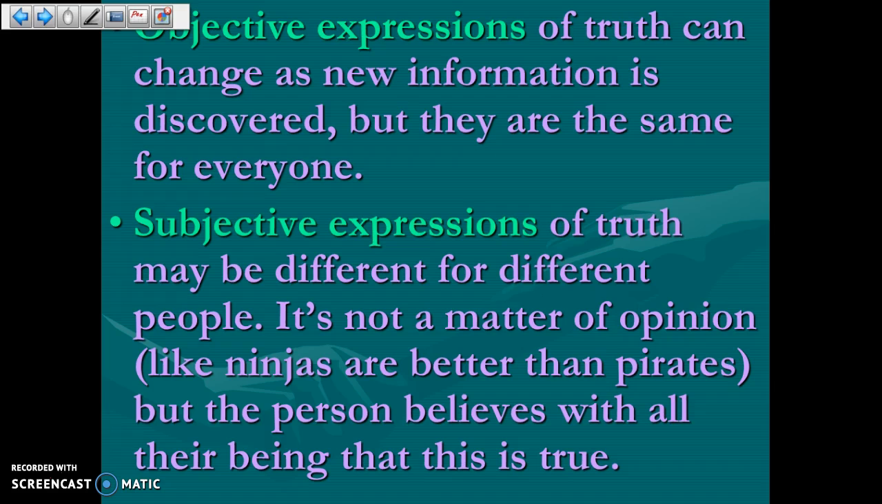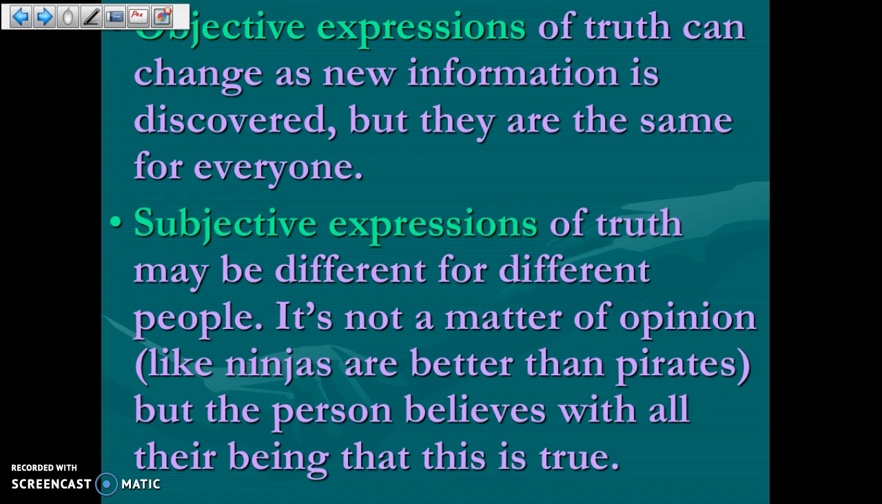Subjective expressions of truth may be different for different people. So it's not a matter of opinion, like ninjas are better than pirates, or pirates are better than ninjas. But this is something a person believes with all their being that is true, something that a person is willing to die for. So again, this is not just opinion, but just because one person holds this to be true does not mean that the next person will. And if one person changes a subjective expression of truth, it does not automatically mean that the next person will.